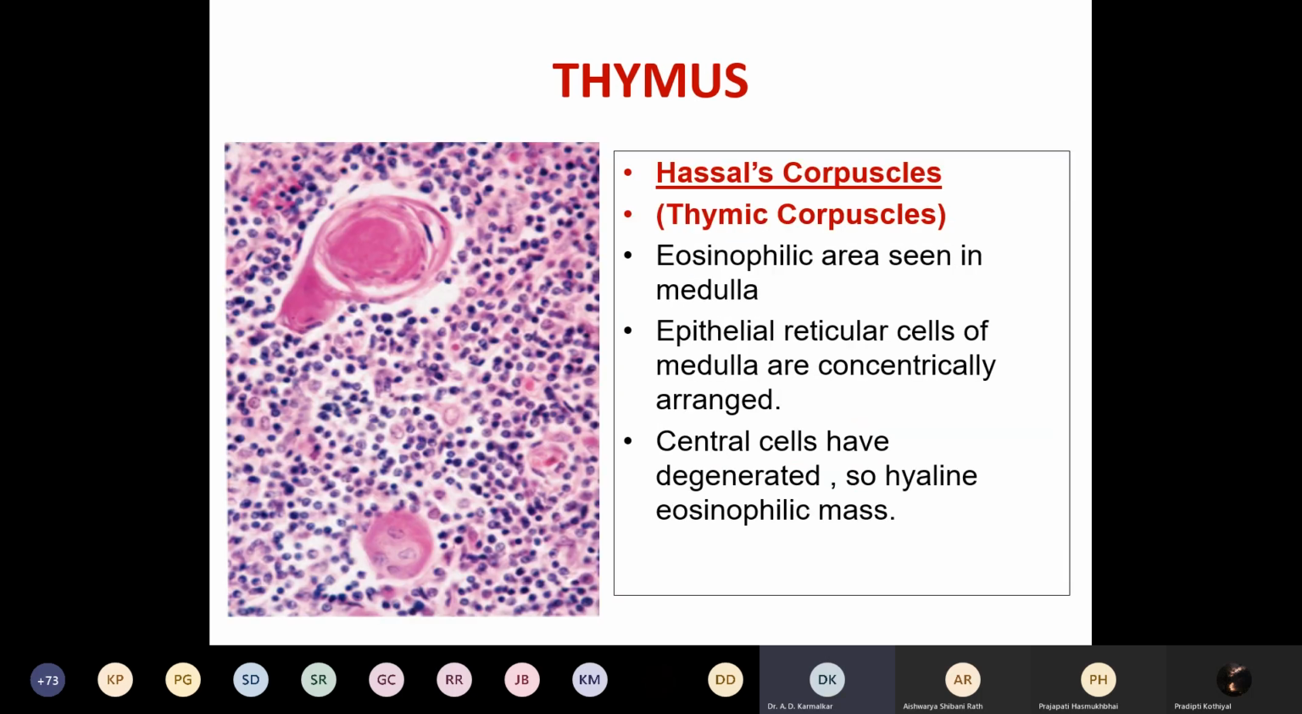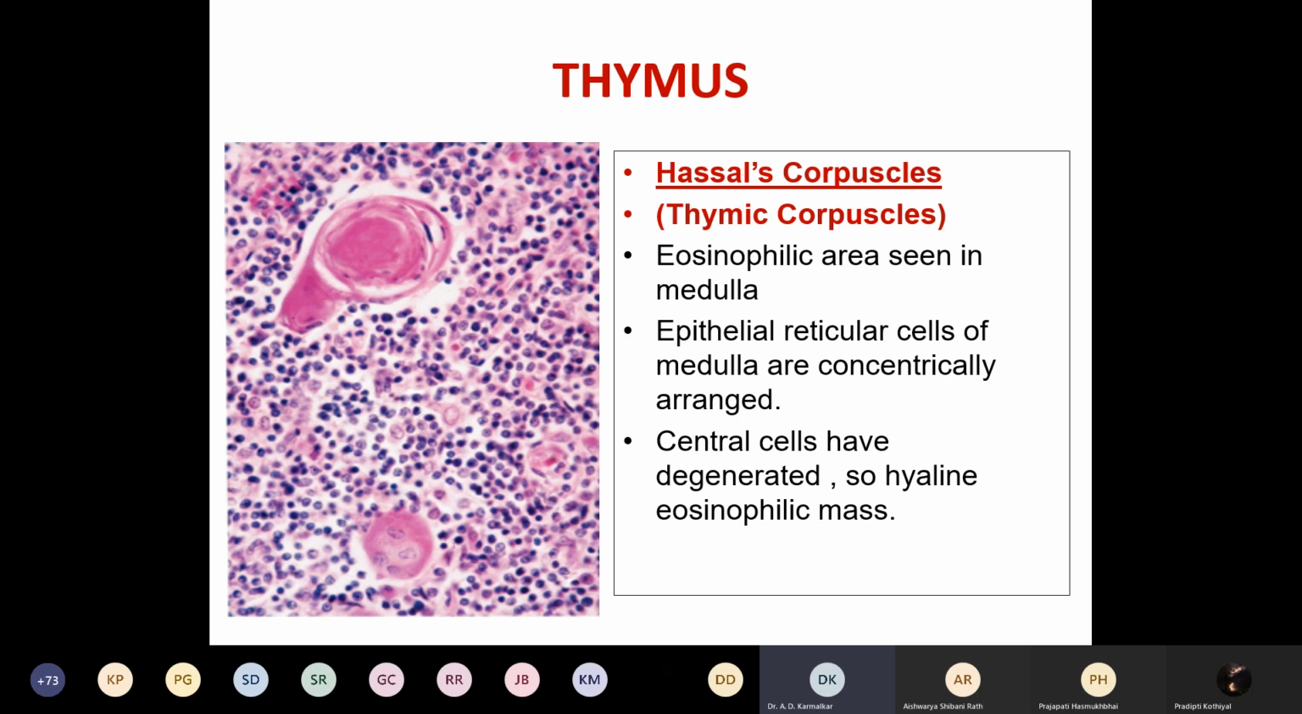Okay, what is this Hassel's corpuscle? So concentrate, this is a classical picture of the medulla under high power. I have shown this, and you can see classically the eosinophilic material is there. The hyaline material is seen in the center, and at the periphery in a concentric manner, the degenerating epithelio-reticular cells are seen.